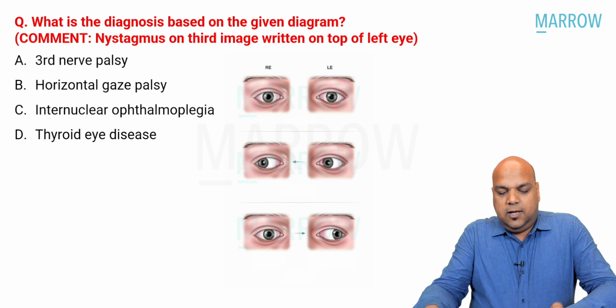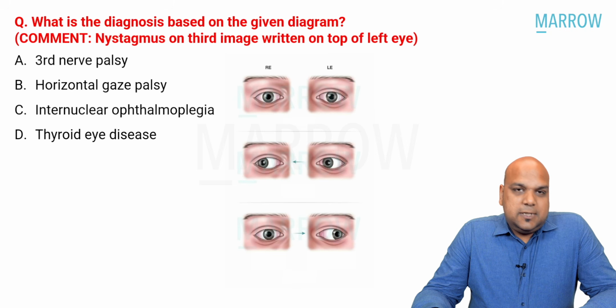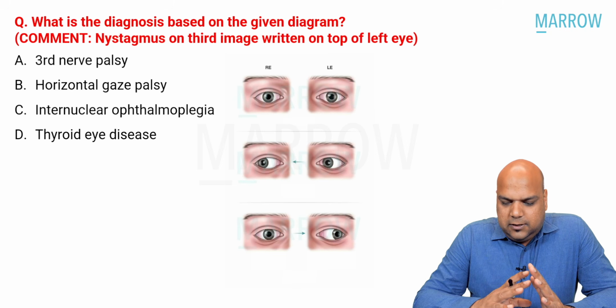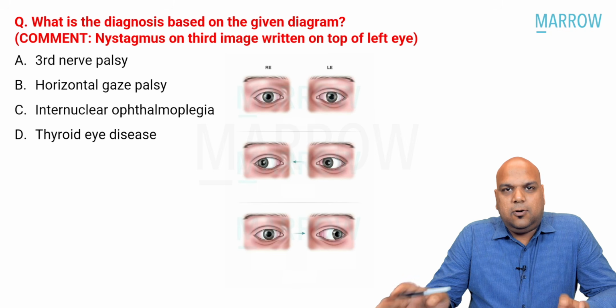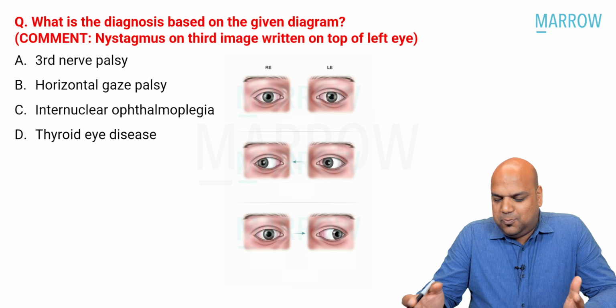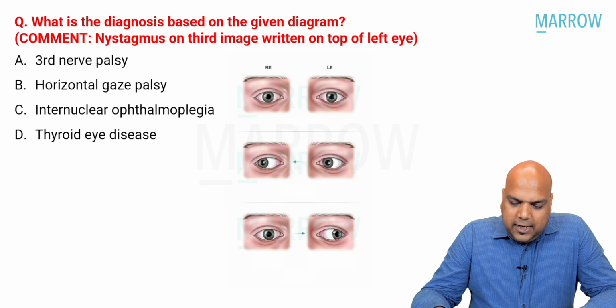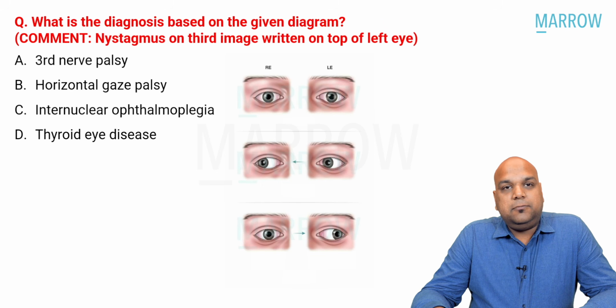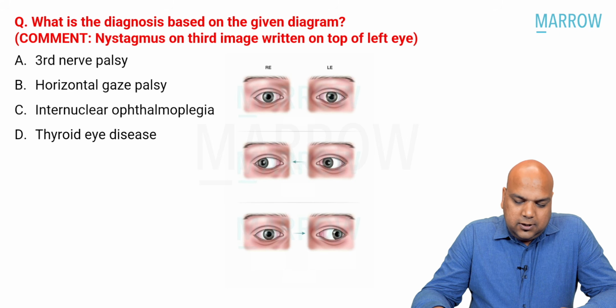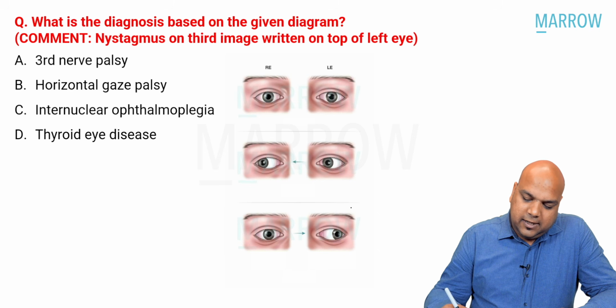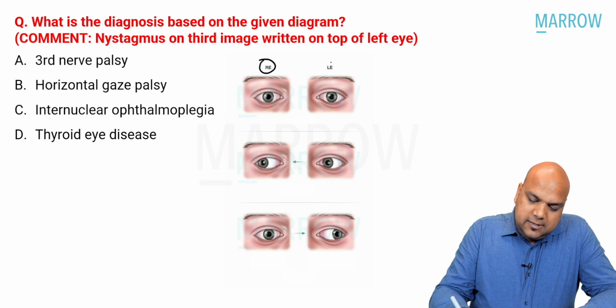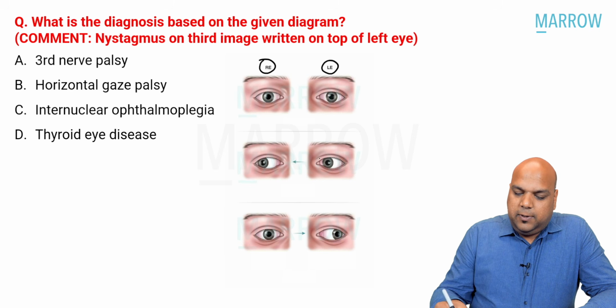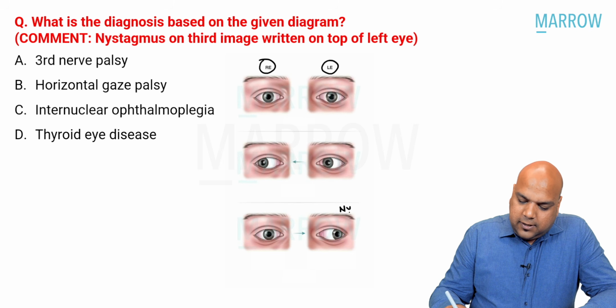Question number 5. Okay, this is the question which is very easy, but which split the country into two, I think. People said this or this, but I'll show you both the things. What is the diagnosis based on the given diagram? Comment: nystagmus on third image written on top of left eye. So this is our right eye, this is our left eye. So the comment is it was written over left eye.